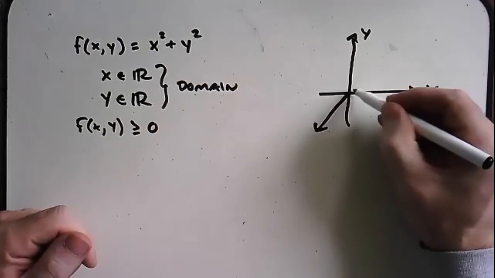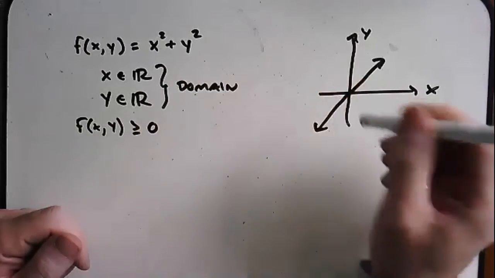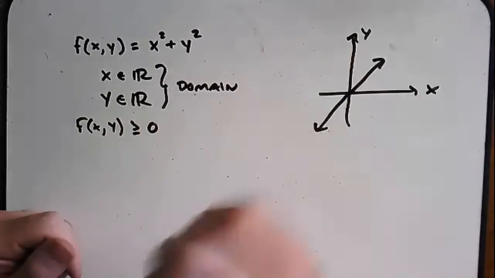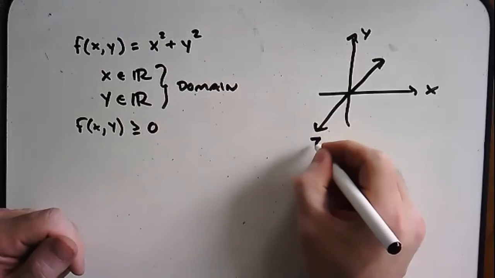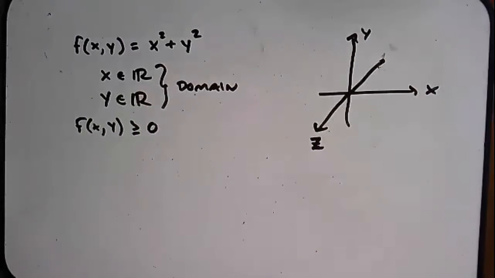My perspective drawing is not very good here. We can imagine it coming out straight towards you, but this will be a perspective drawing. So we have x, y, and now z is coming out of the board here. So we'll label it as the positive z-axis.